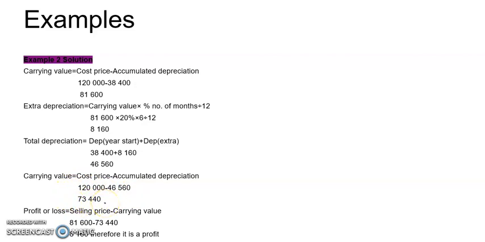73,440. Lastly, our profit or loss equals the selling price minus carrying value. Our selling price, remember, is that carrying value, so it's 81,600 minus 73,440, which is our carrying value. It is equal to 8,160, and it is a positive amount, therefore it is a profit.